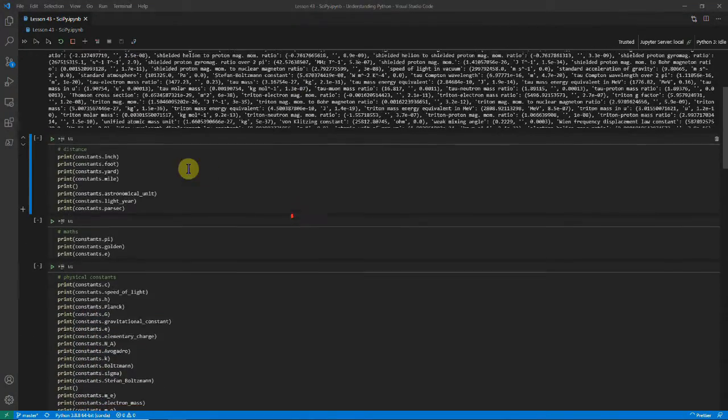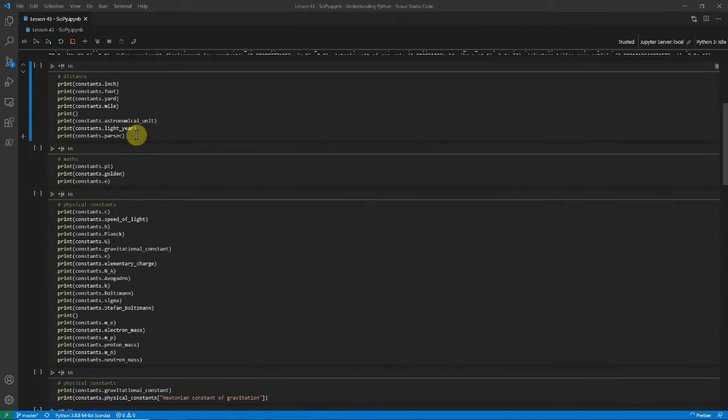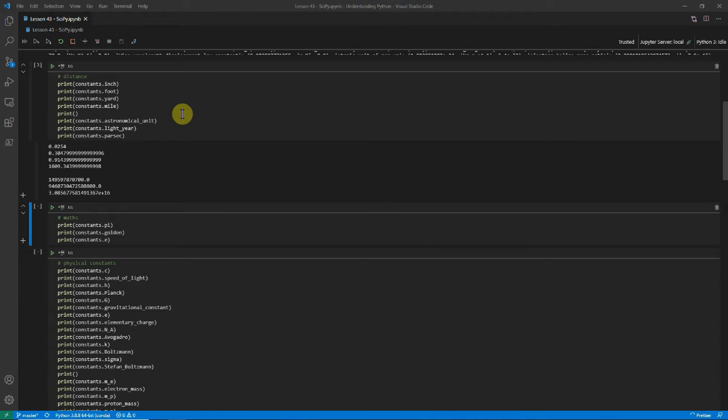So if we start by looking at some distance ones, you'll see there's an inch, a foot, a yard, a mile, and then some larger ones, so an astronomical unit, which is the distance from the Earth to the Sun, a light year, the distance light travels in a year, and a parsec, 1 arc second for an astronomical unit. And if we run that, you can see we've got all of these different units.